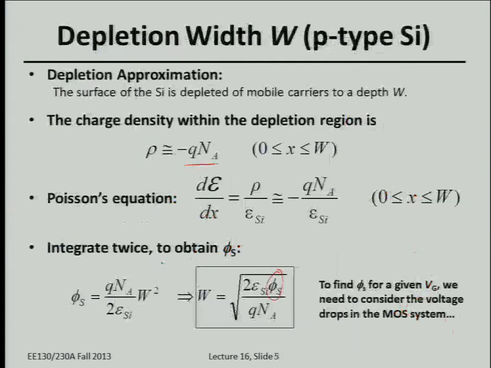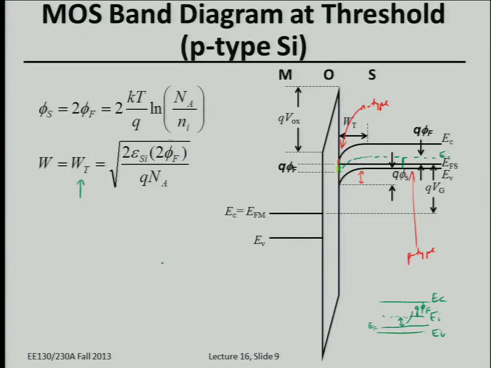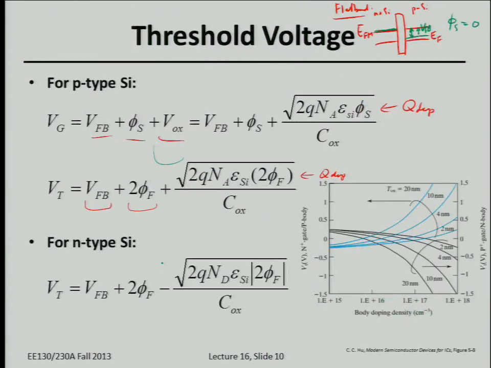We're going to cover inversion momentarily here. But I just want to make sure, does anybody have any questions about the threshold condition and the equation for the threshold voltage? This is defined to be the gate voltage where the threshold condition is reached.